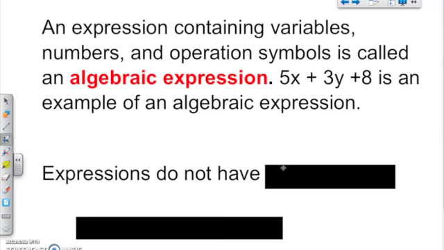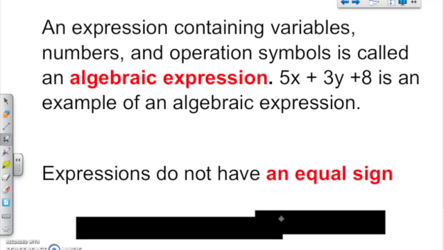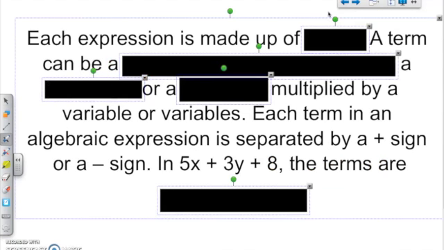The biggest thing that sets expressions apart from something that we're going to talk about in our next unit called equations is that expressions do not have an equal sign. If it has an equal sign, it's not going to be an expression. That changes it to an equation instead.